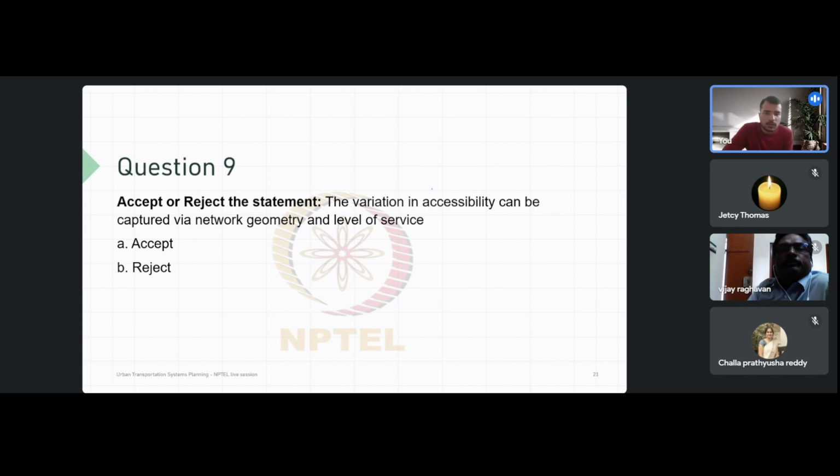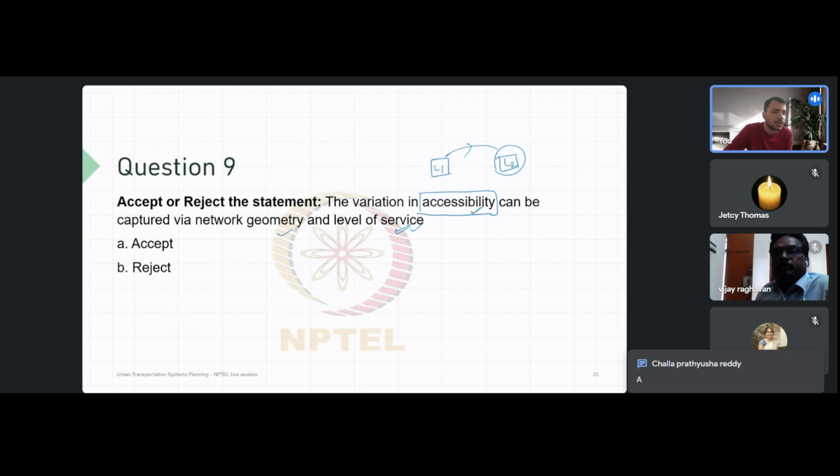So we are talking about accessibility here. What is accessibility? It is the ease with which we can reach from one location in the city to another location. Basically, how accessible is location 2 with respect to location 1. So that is accessibility. It is captured both via network geometry and level of service. So I will explain what it means. Network geometry means, let's say we have a road between L1 and L2. Practically, we can go from L1 to L2. But then we want to see how well we are connected, what the quality is. If it is a very congested road, it's not going to be of much use, and the accessibility will be low because we cannot travel fast.